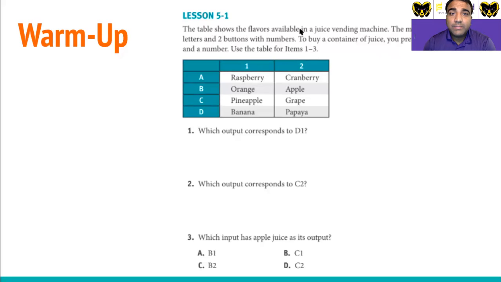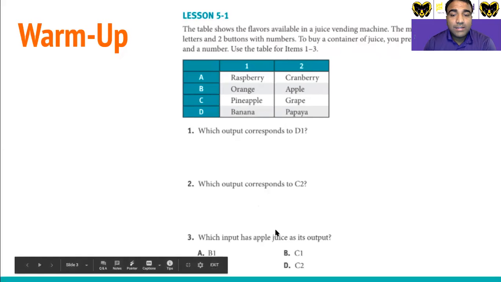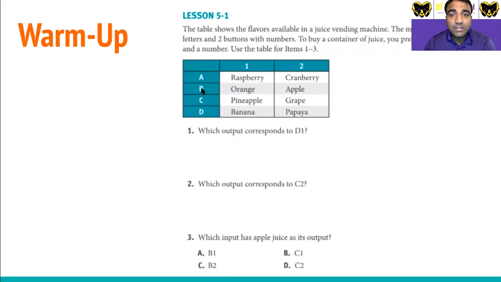So this is your warm-up. We'll give you a table. I'm sure you know how to use tables. Just treat it like a machine. It has 4 buttons, A, B, C, D, and then 2 number buttons, 1, 2. If you want to buy some sort of juice, you'll have to use a combination. And you'll just answer which output corresponds to D1, banana, which output corresponds to C2, grape, and which output has apple juice. And you just go ahead and circle as a warm-up.